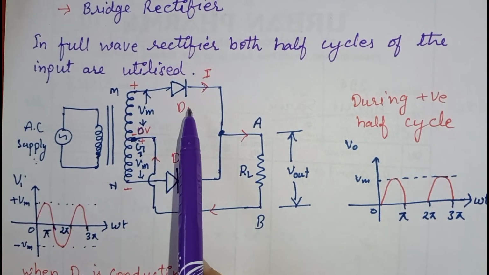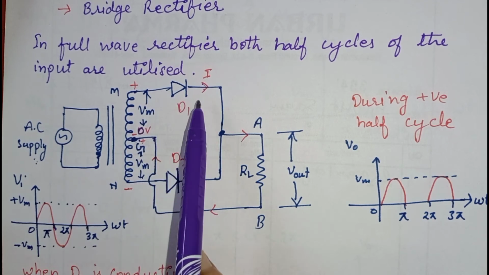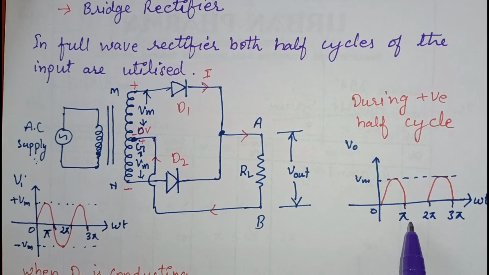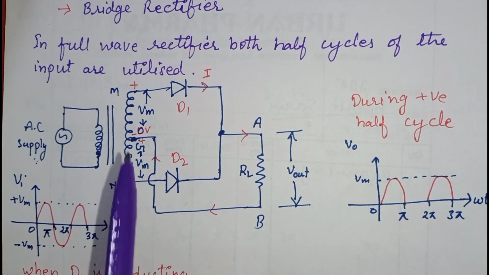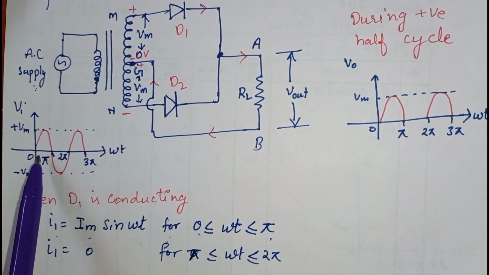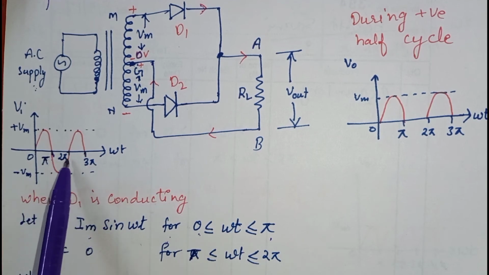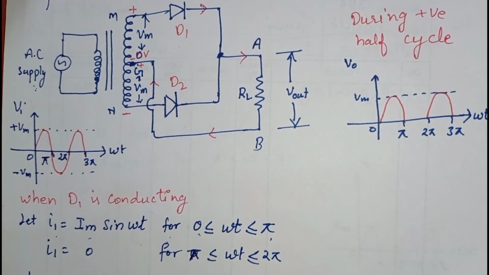Now during negative half cycle, this diode is reverse biased, so through this diode there will be no flow of current. So during the negative half cycle from pi to 2 pi, there is no output due to this diode. When the diode D1 is conducting, let the current I that is flowing through this diode be equal to Im sin omega t for the period 0 to pi, because the diode is conducting during this period, and from pi to 2 pi this diode is not conducting, so the current is 0 for this period.